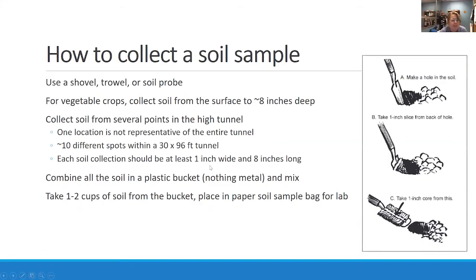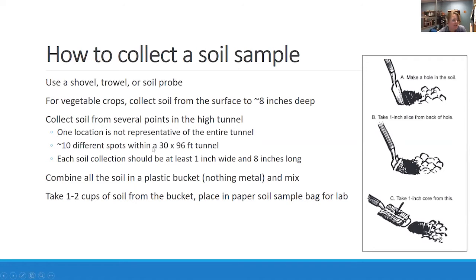So pretty basic, we've all seen this before. Usually the takeaway here is you can use a shovel, you can use a trowel, you can use a soil probe, but you want to get a representative sample. And for vegetables, the depth at which you sample is usually about 8 inches, certainly no more than 12 inches. Just think about the root system of a vegetable crop, like a tomato crop specifically in this case. How deep does that go? It usually goes about 8 inches deep, right? So just make sure you collect a representative sample.